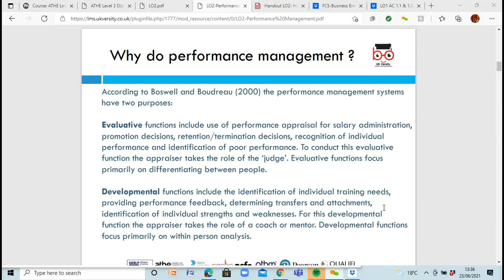For this development function, the appraiser takes on the role of a coach and a mentor, and they only focus on that person on a one-to-one basis. So if you're the manager, you're going to look at, for example, Dave needs to focus on his customer language skills. He's not good at customer performance. He's quite abrupt. He's short with them. So you're going to work as a coach where you might do an hourly session with that person and show them how to speak to people in a good manner, or you might be a mentor.